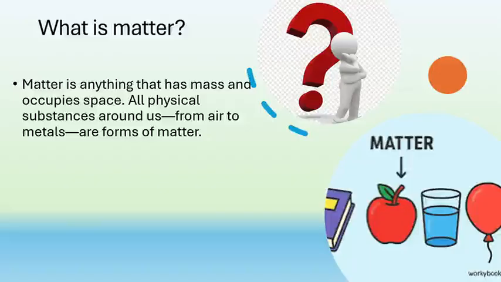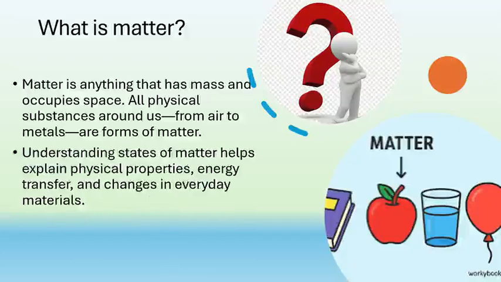Now all the physical things around us are matter. From air to the very metals, they all form matter. Very good. Then someone will ask, what is the essence of this matter thing? If you understand the state of matter, it will help you explain physical properties. You understand the energy transfer and how even the things within our environment change from one to another every day.